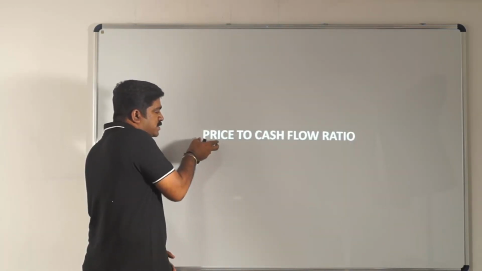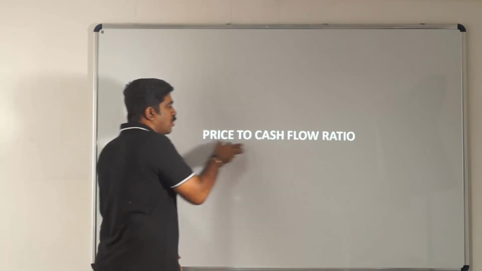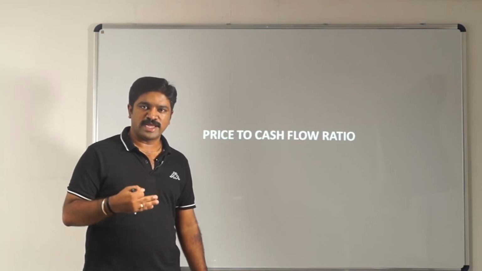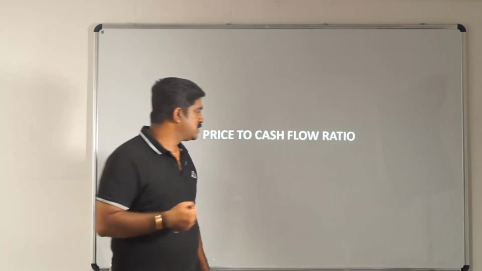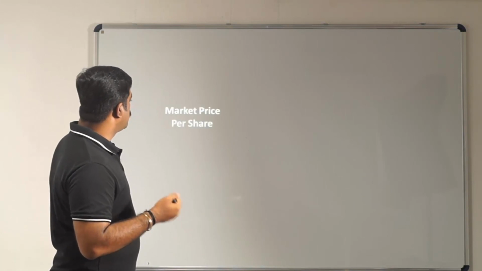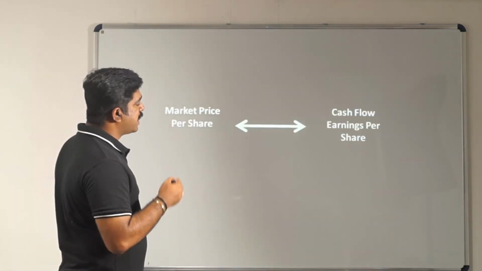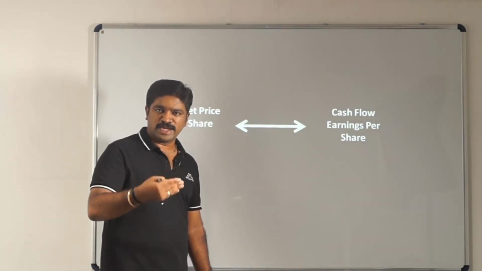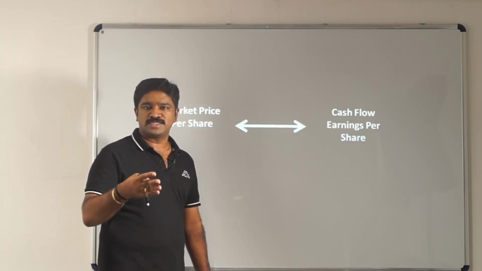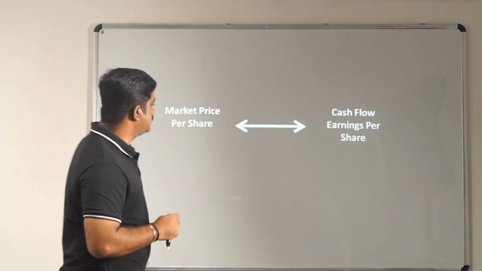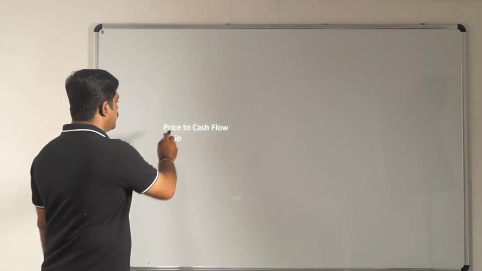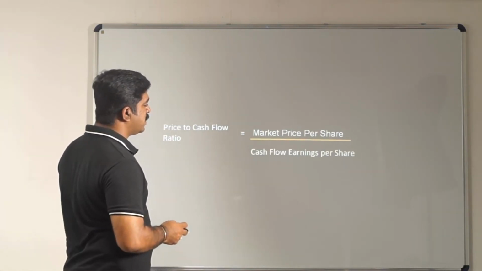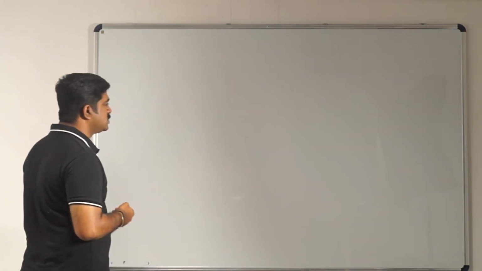That is, we are going to consider the market price, but that is now compared with the cash flow ratio rather than earnings. It means we will try to find out the cash profit rather than earnings per share. Let's see how it goes. Here we will be comparing the market price per share with cash flow earnings per share. We know how to find out the cash flow earnings per share. It was profit after tax minus preference dividend plus depreciation, amortization, then plus or minus non-cash items. So in the price to cash flow ratio, the formula is market price per share divided by cash flow earnings per share, and we know what cash flow earnings per share is.